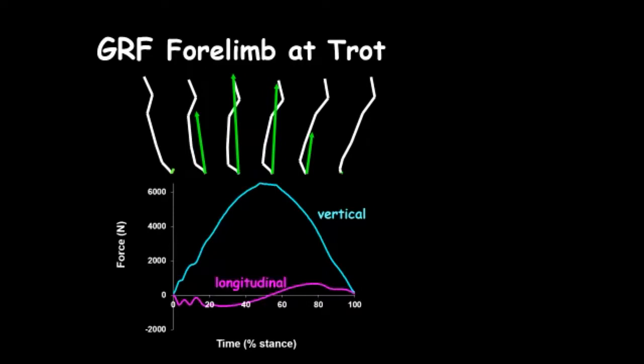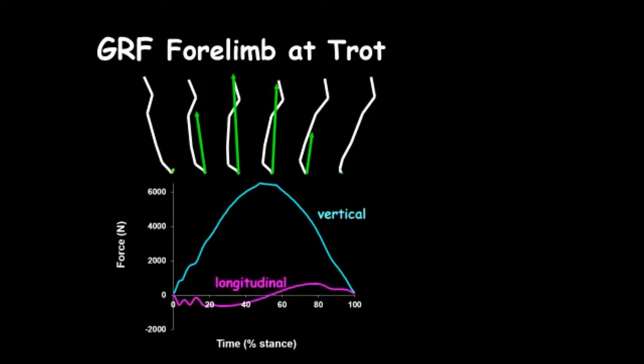So, what do we see? Well, we see that the vertical ground reaction force has a little bit of wiggling in the beginning, and then it goes up smoothly, peaks in around the middle of the stance phase, and then decreases again. And it's by far the largest magnitude of any of the GRF components.